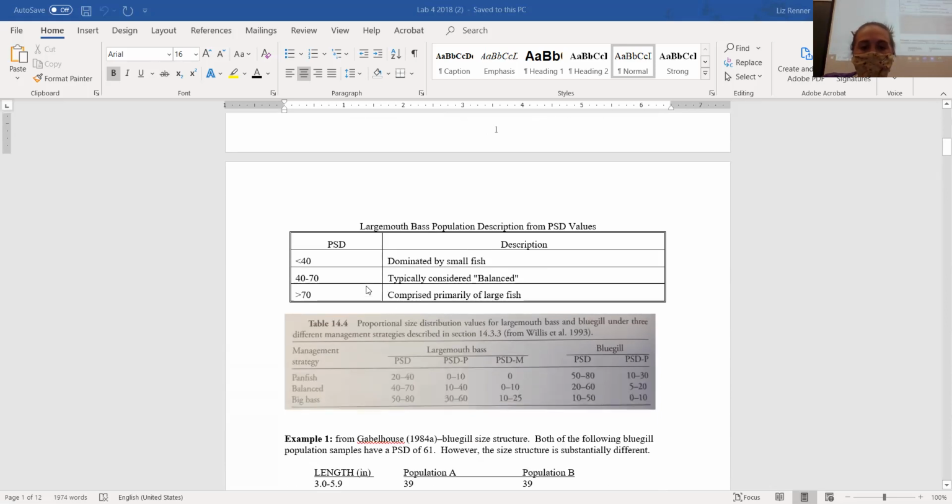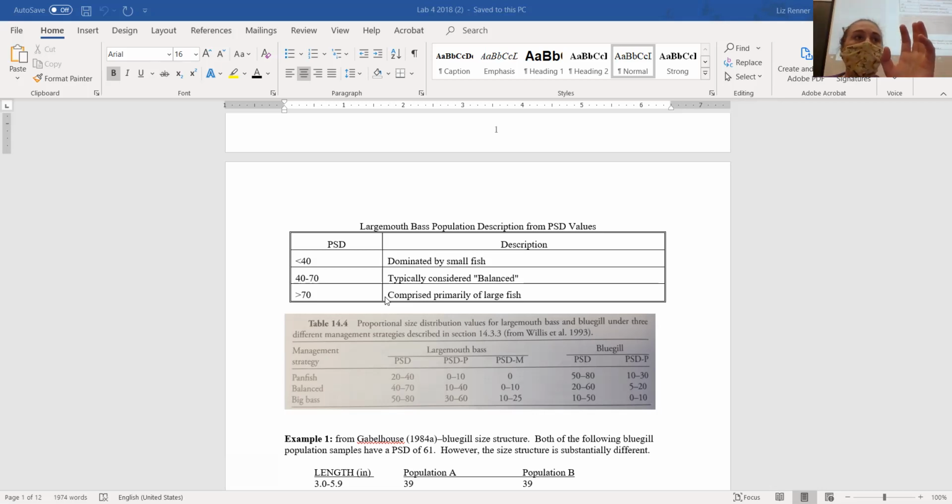So for example, let's say we've got a largemouth bass population, and here's the description from the PSD values. If you have a largemouth bass PSD of less than 40, your population is kind of stunted. It's dominated by small fish. If you had one from 40 to 70, that's considered balanced.